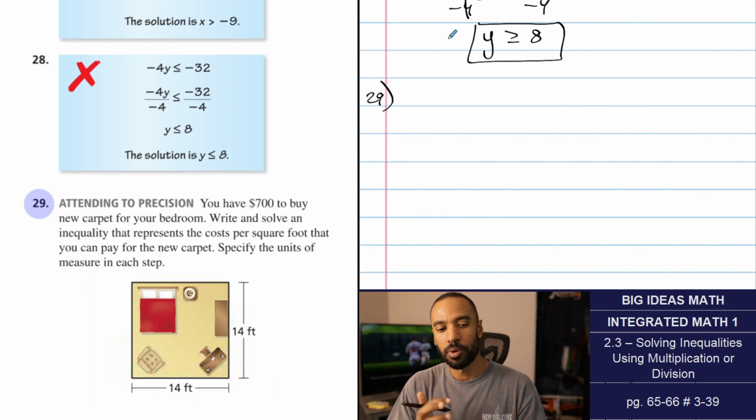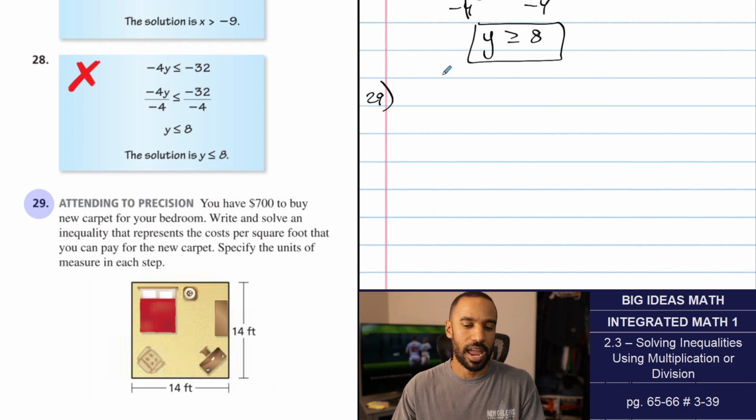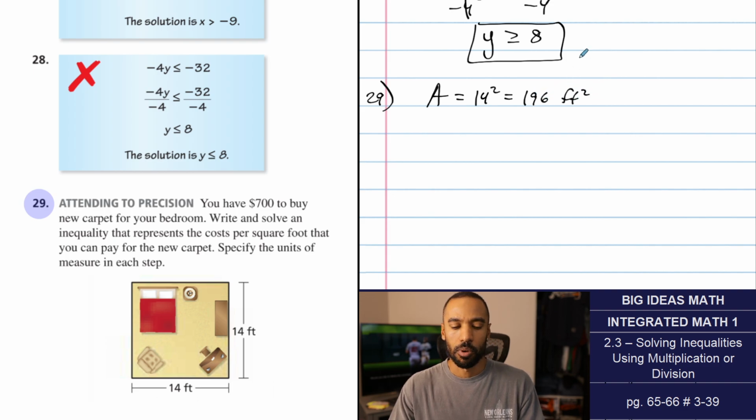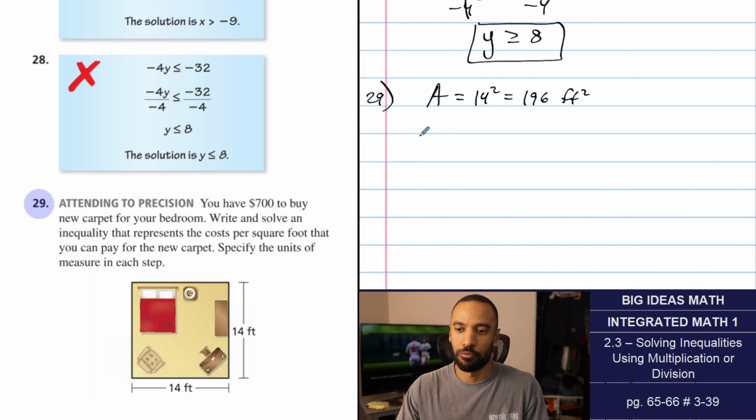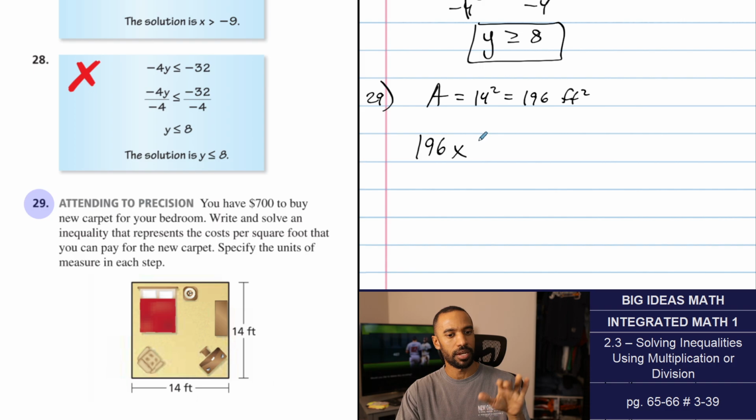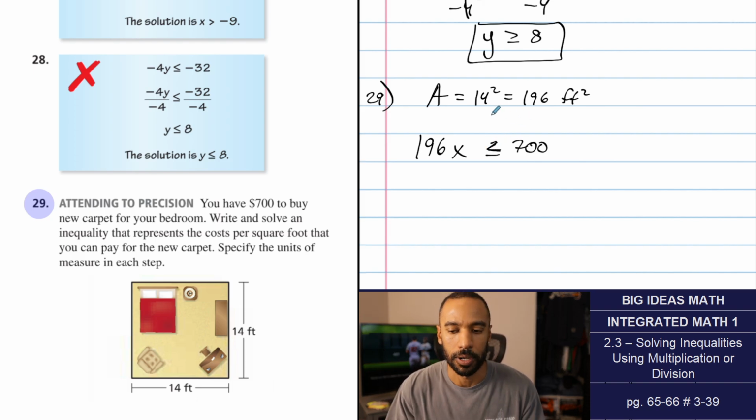So we got a square bedroom of 14 by 14 feet. The area of that is going to be 14 squared, which is 196 square feet. If you multiply, let's see, what did they say? Represents the cost per square foot you can pay for the new carpet. If I have 196 square feet of carpet and I multiply this by x dollars per square foot of carpet, that cannot exceed $700. It must be less than or equal to that amount. So that's how I'm going to start by working this one out here.